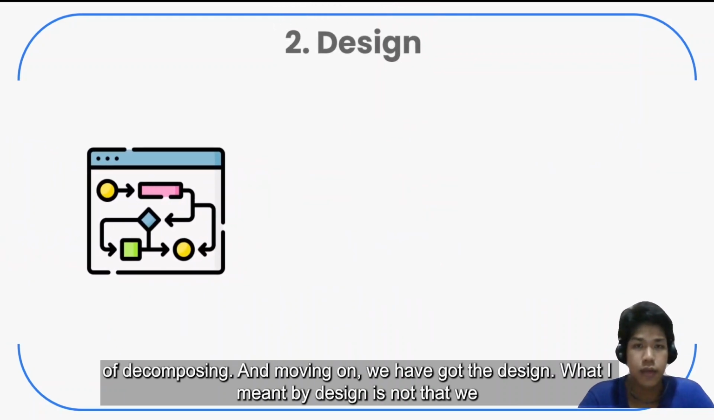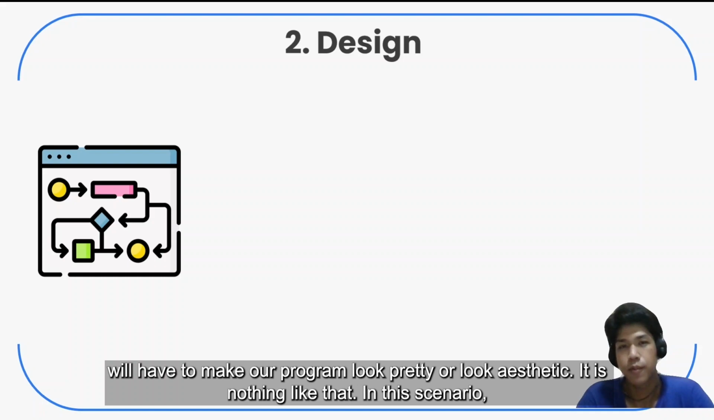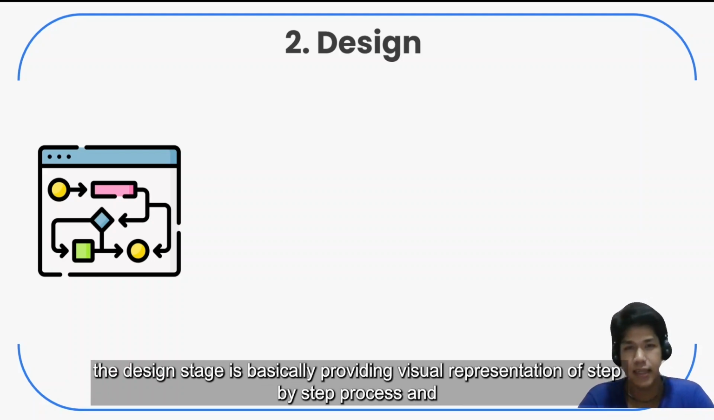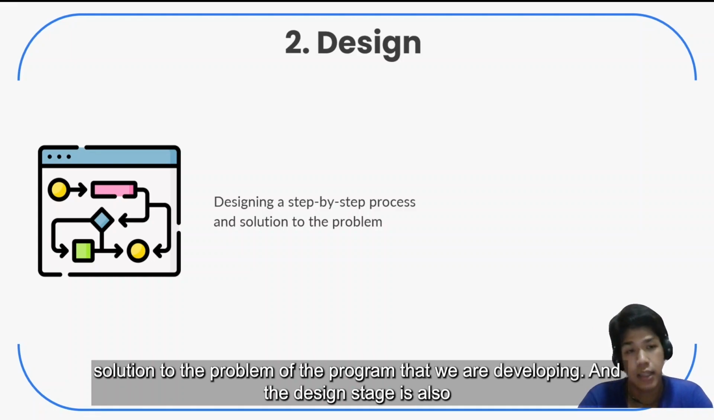And moving on, we have got the design. What I mean by design is not that we will have to make our program look pretty or look aesthetic. It is nothing like that. In this scenario, the design stage is basically providing a visual representation of the step-by-step process and solution to the problem of the program that we are developing.